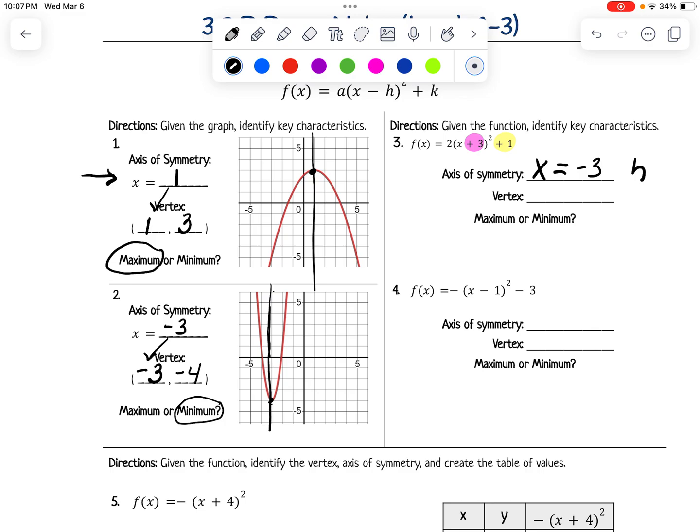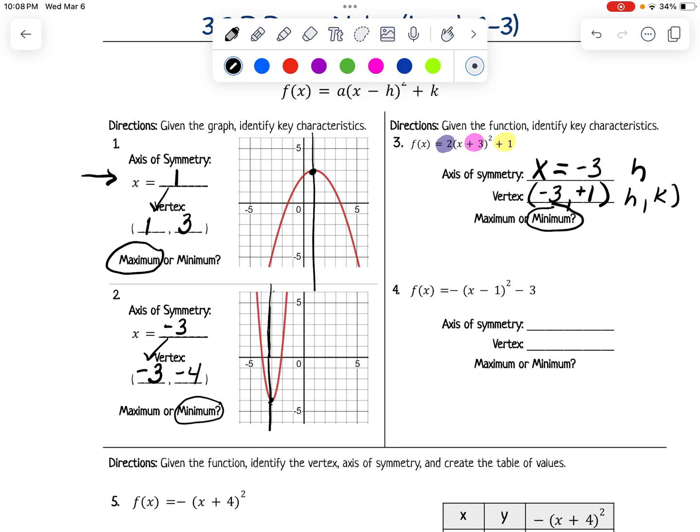Then you make sure for your vertex, you use your h first, and then your k. And with the k, you keep the sign. Now, because you don't have a graph to look at, you can figure out if you have a maximum or minimum by whether this is positive or negative. And when it's positive, you have a minimum.